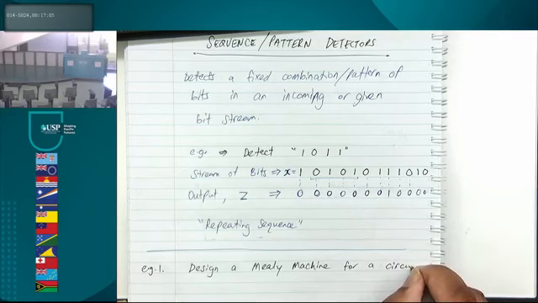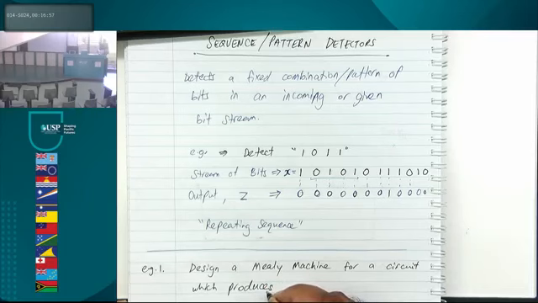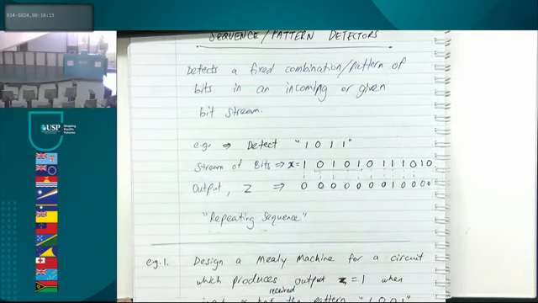Design a Mealy machine for a circuit which produces output, let's say Z, output Z equal to 1 when input X has received the pattern 1001. Overlapping sequences are allowed.